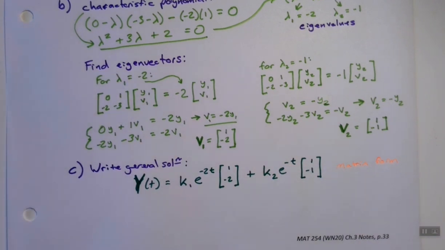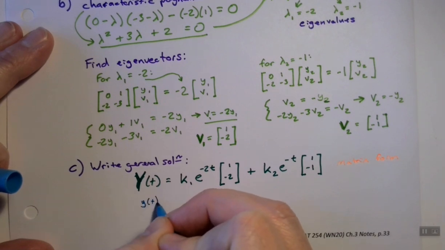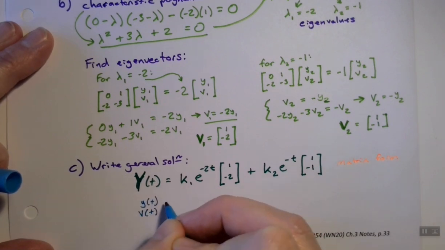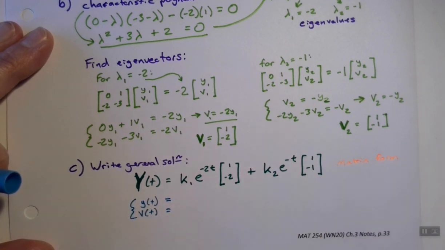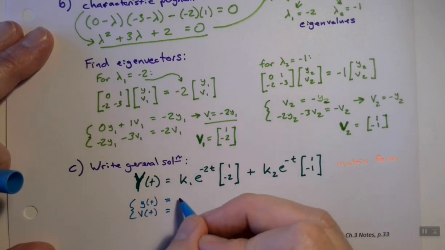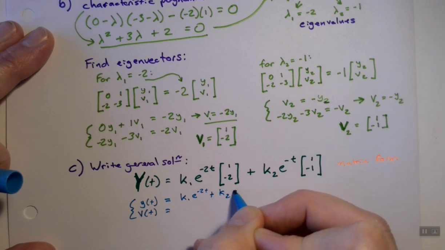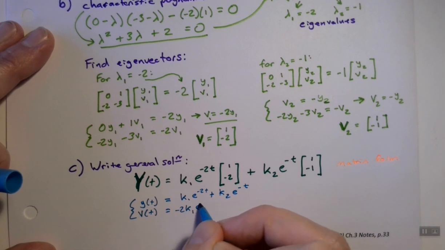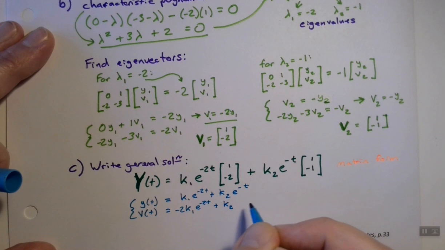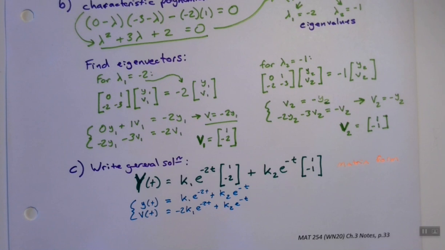So writing that out in all its gory detail here, right underneath here, you could say y of t and v of t are going to have together as a set here, as a parametric set. You could say this top one's just going to be simple k1 e to the negative 2t plus k2 e to the negative t, and the bottom is negative 2 k1 e to the negative 2t plus k2 e to the negative t.